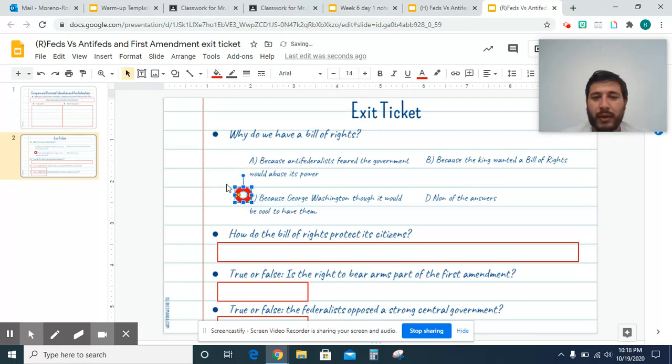okay? And then answer the same question: how do the Bill of Rights protect its citizens? And then there's two true or false questions. So the first one is, is the right to bear arms part of the First Amendment? Yes or no? Okay, or true or false. And the other one is, the Federalists oppose a strong central government, true or false?